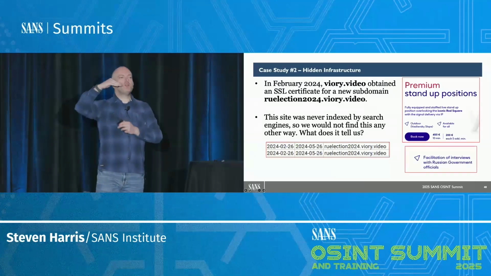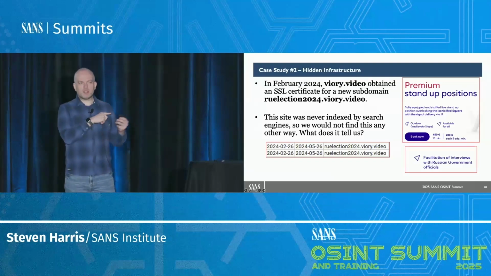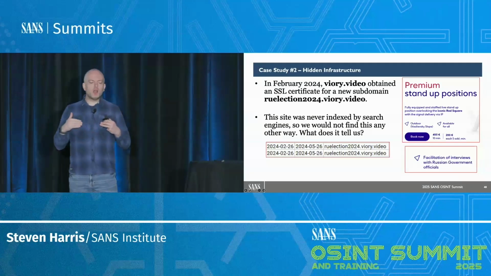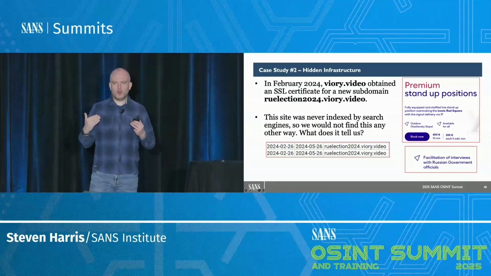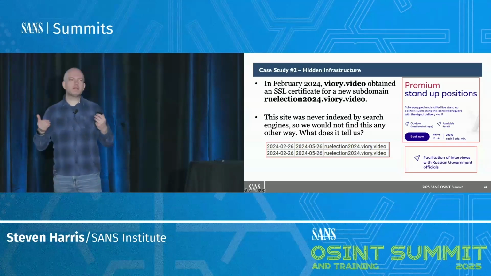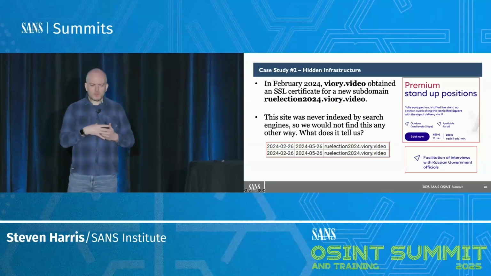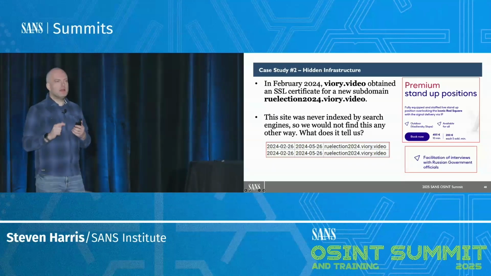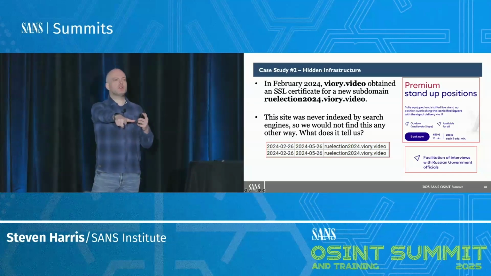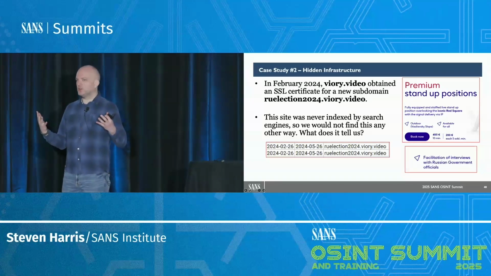Now, looking through the security certificate history, we're not interested so much in the main domain, but in February last year, so in fact one year ago, this new subdomain popped up called ruelection2024.viori.video. The Russians have elections of a kind, and they had one to essentially re-elect President Putin this time last year. And this subdomain popped up. This is super interesting to me because if you Google for that term, ruelection2024.viori.video, you won't find it indexed in any search engine.